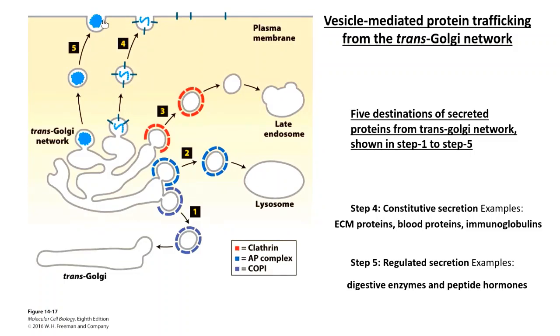So we are not going to discuss the coat proteins here, but the major ones, COP1, that's the retrograde. Do you know the anterograde? What kind of coat proteins are used? It is the COP2 coated vesicles. And then we have AP or clathrin AP. This is clathrin plus AP2. Okay, going to the next slide.